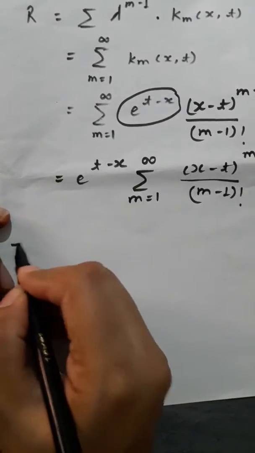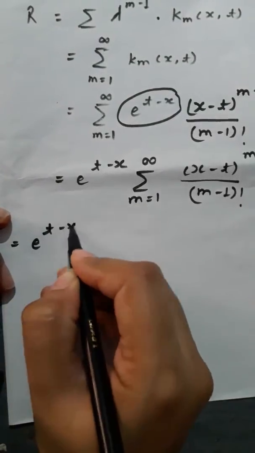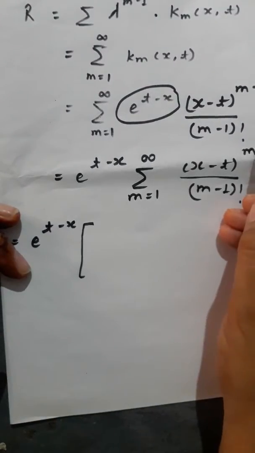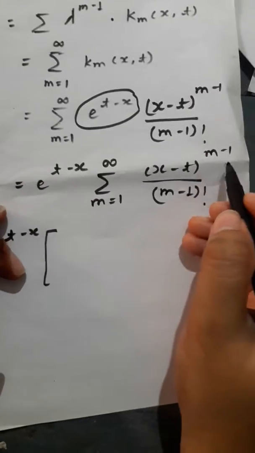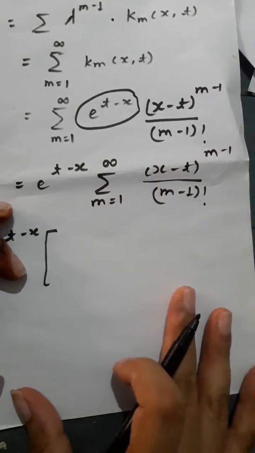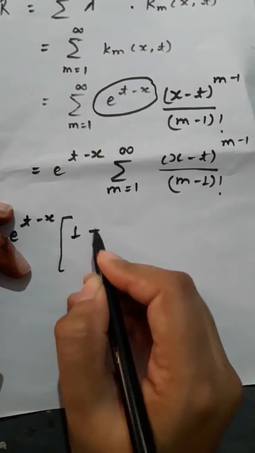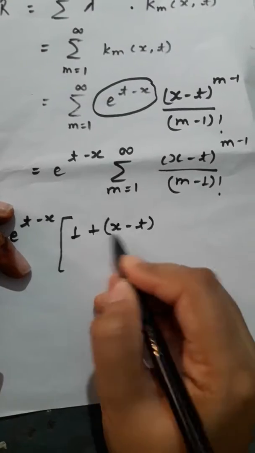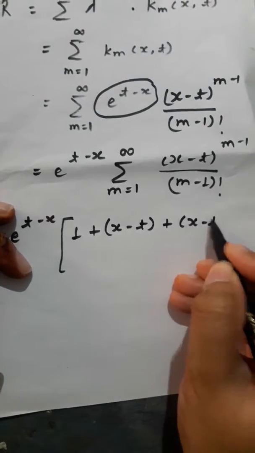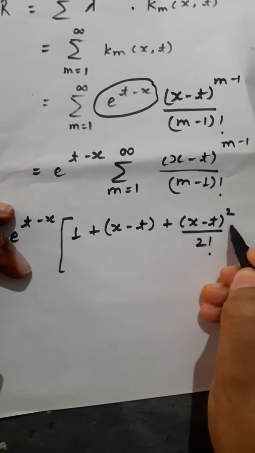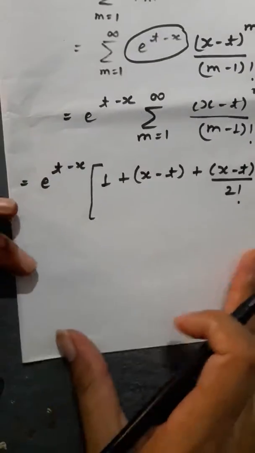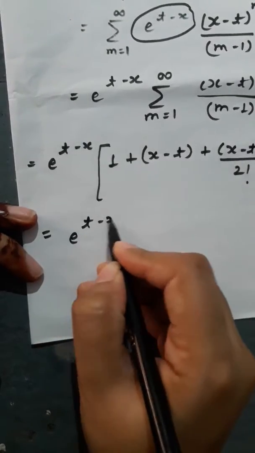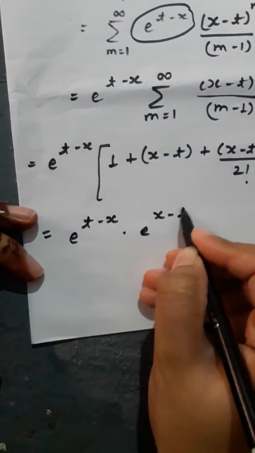I'll expand this and show this is e to the power x minus t. After expanding, first put m is equal to 1. So 1 minus 1 power will be 0, and 0 factorial is 1. So first term you will get 1, plus second term m is equal to 2, you will get (x minus t), plus third term (x minus t) square by factorial 2, right? Like this you will expand and see, this is the formula for e to the power x minus t. That is e to the power t minus x into e to the power x minus t, right?